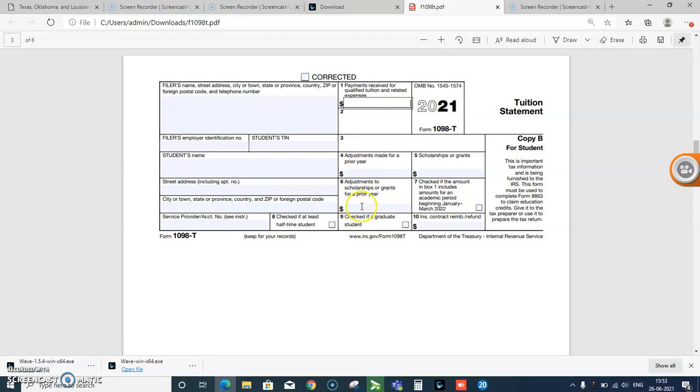Now coming to box 6. Adjustments to scholarships or grants for a prior year. This shows any adjustment the school has made to scholarships and grants reported on a previous year's 1098-T. These adjustments may affect the student's tax liability for the previous year, so the student may have to file an amended return.